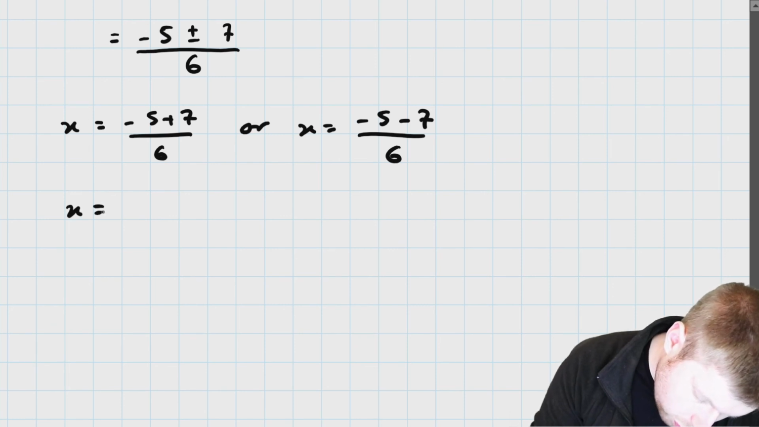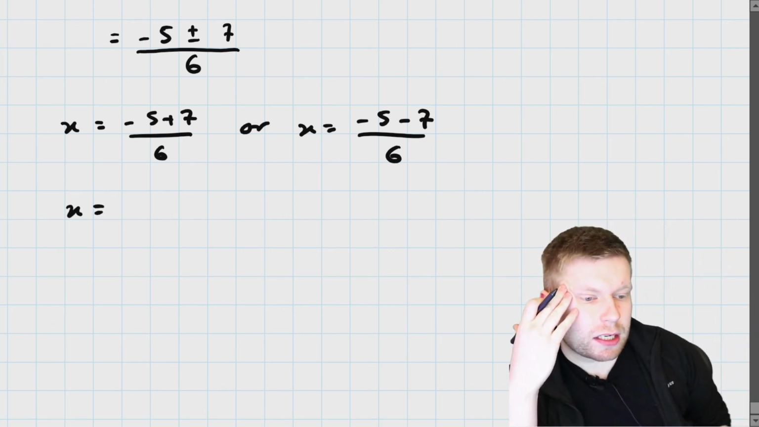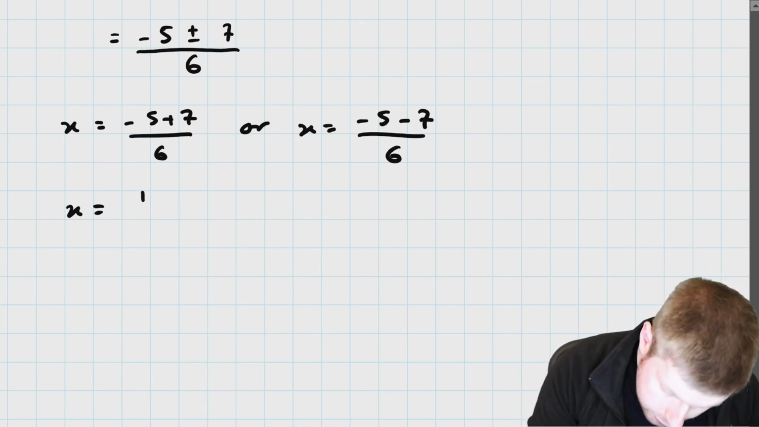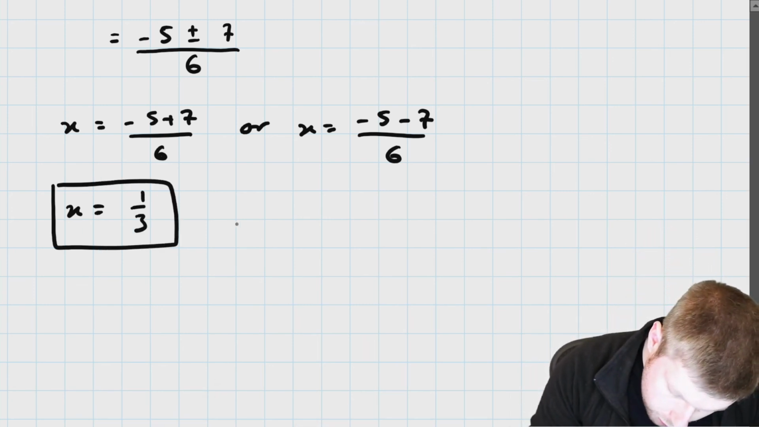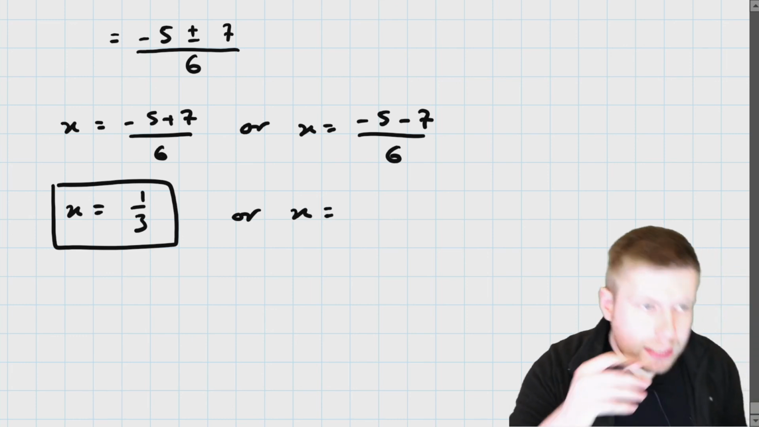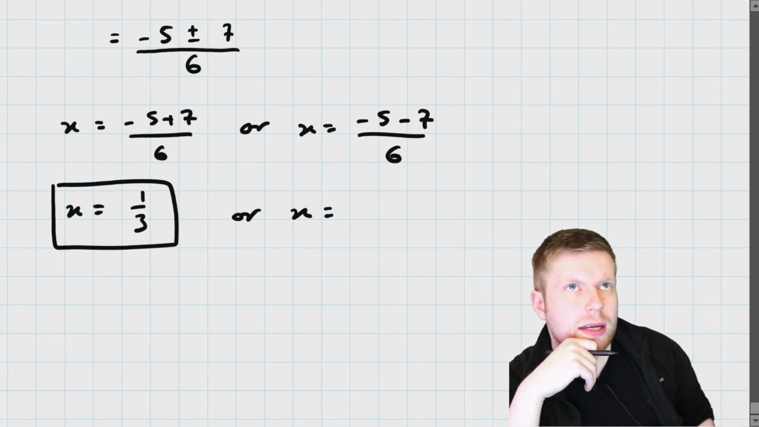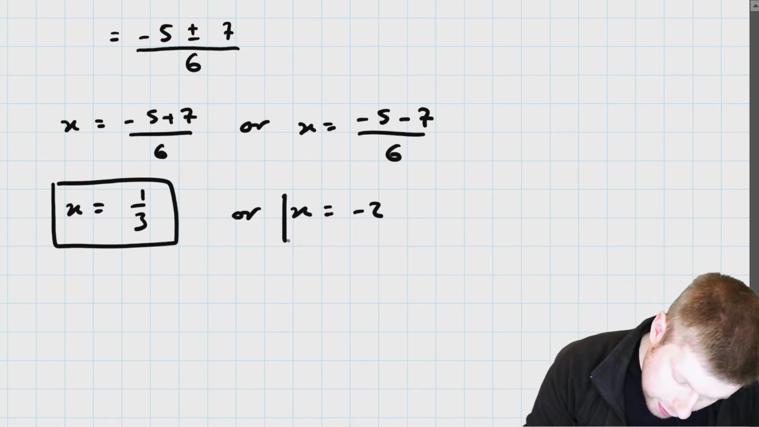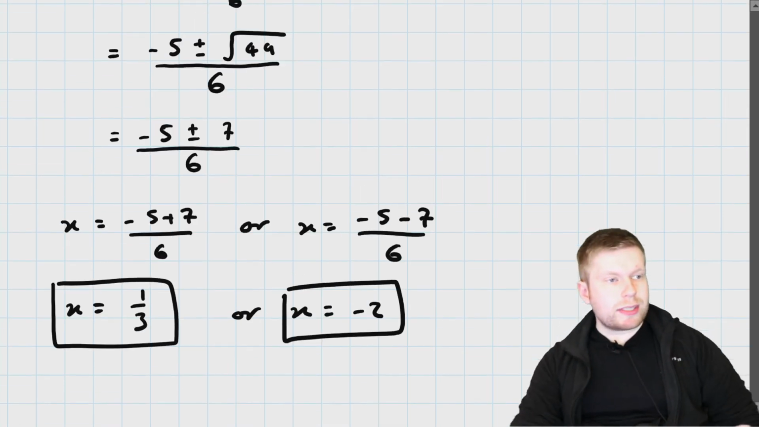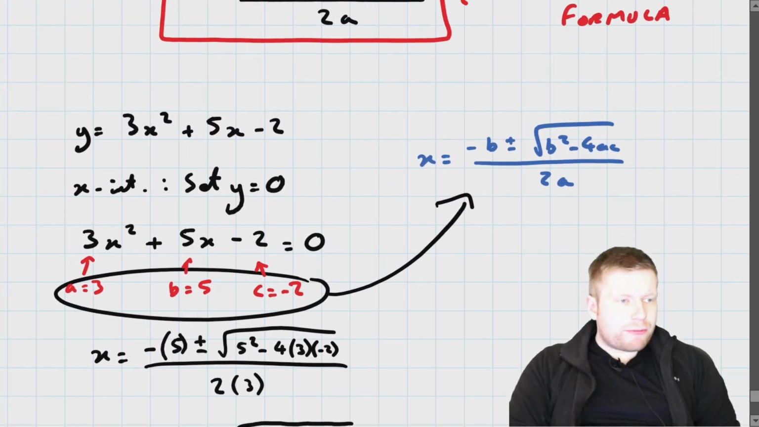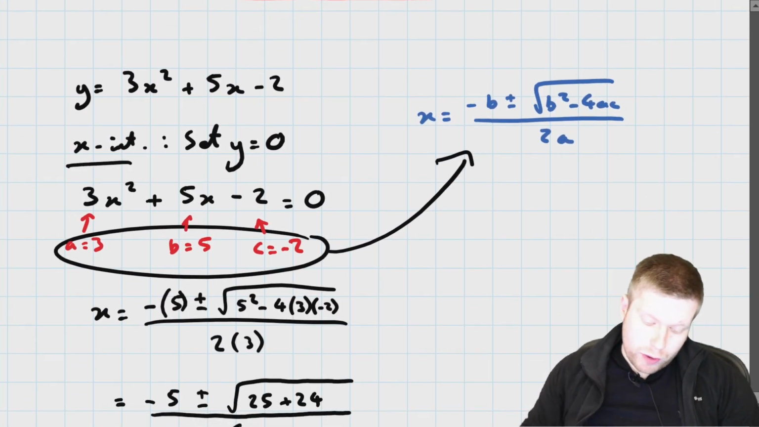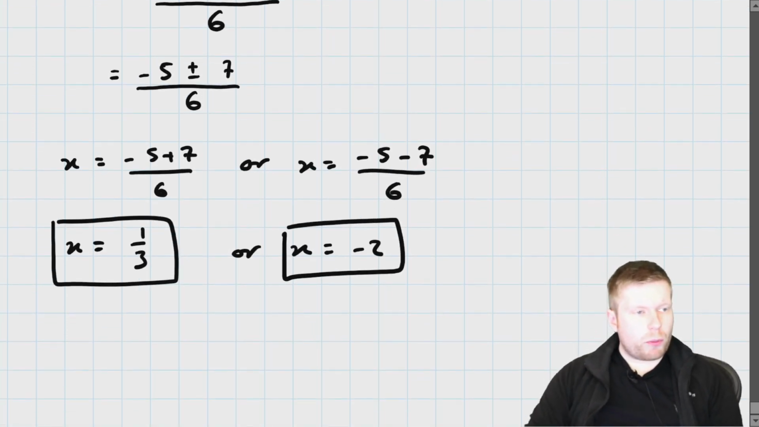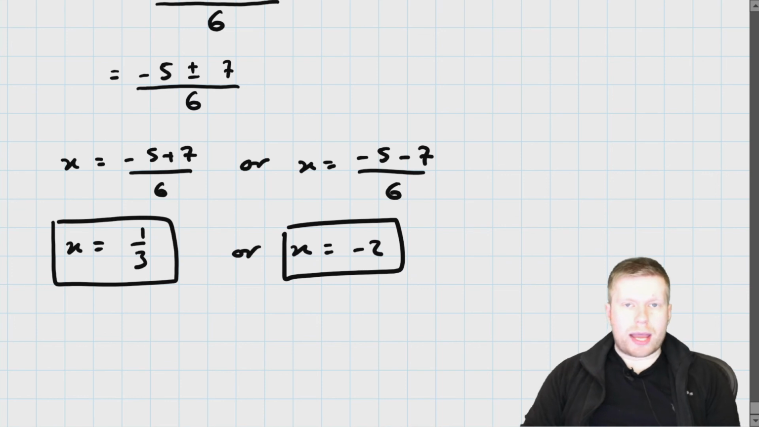So I get x equals, well, negative 5 plus 7, that's going to be 2. Divide that by 6, that is going to be 1/3. Okay, so x equals 1/3. The other value of x, well, negative 5 take away 7, that is going to be negative 12. Divide that by 6, that's going to be negative 2. So that's my other value of x as well. So you notice in that case, I haven't had to use any factorizing, haven't had to solve anything at all. Okay, I found my x intercepts just simply by using this newfound formula, and I found x equals 1/3 or x equals negative 2.